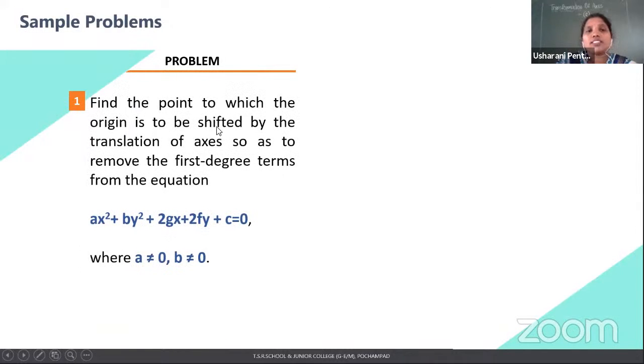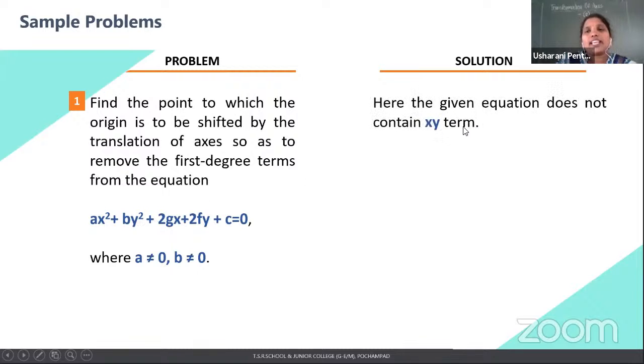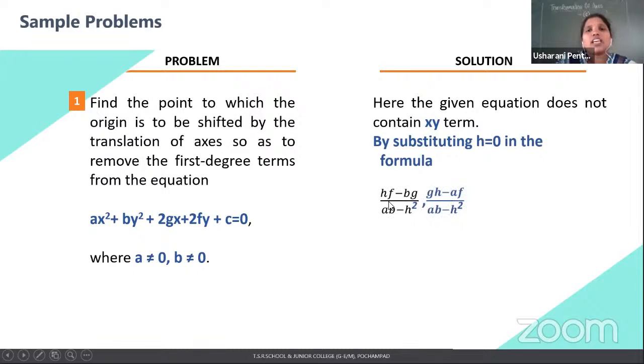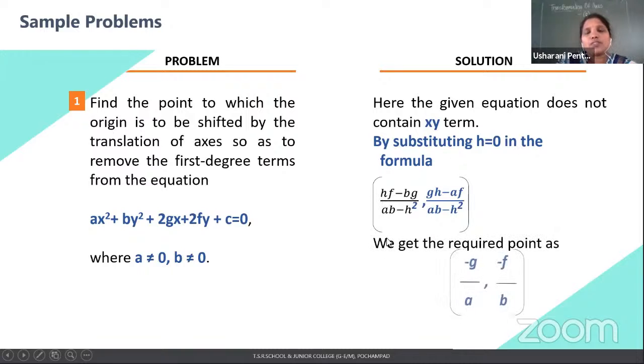Next is to find the point to which the origin is to be shifted by the translation of axes so as to remove the first degree terms. In the previous problem we had ax square plus 2hxy plus by square plus 2gx plus 2fy plus c is equal to 0, but in this equation the 2hxy term is not present. As we don't have any xy term, we are substituting h equal to 0 in the previous formula. In (hf minus bg) by (ab minus h square) and (gh minus af) by (ab minus h square), if we substitute h equal to 0, we get the required point as minus g by a comma minus f by b. That is the required formula.